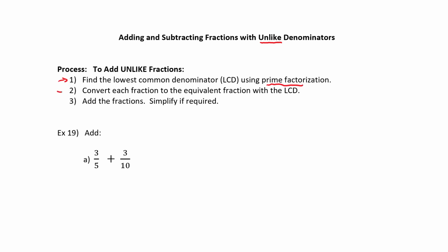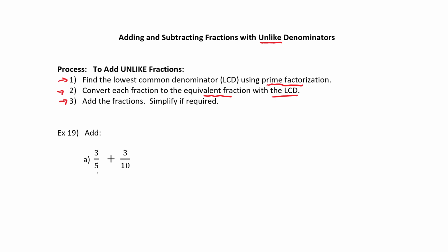Step number 2, convert each fraction to its equivalent fraction with the lowest common denominator. So we want both fractions to have exactly the same number in the bottom of the fraction. They are like fractions. They have a common denominator. Next, we add the fractions together and simplify where required. Let's try the first one together.